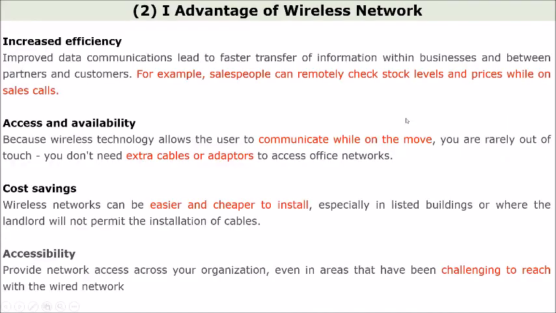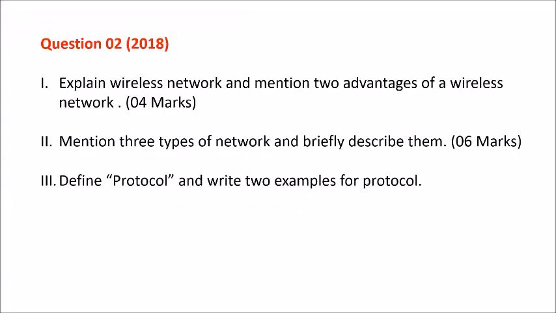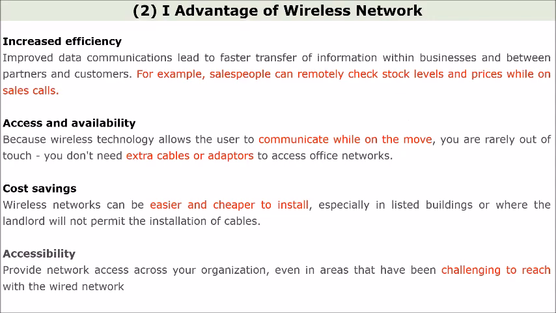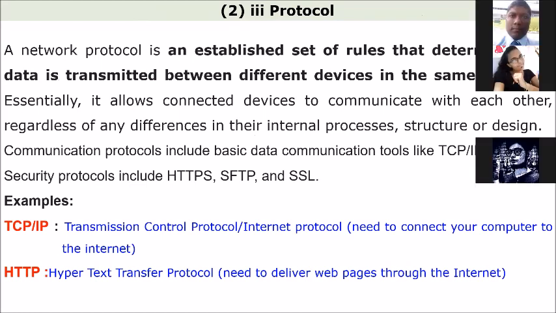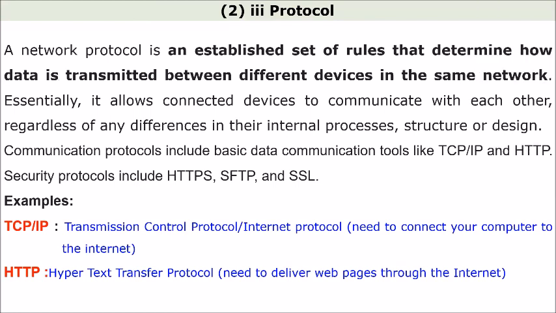The third question is regarding the protocol. Define protocol and write 2 examples for protocol. What do you mean by protocol? That also we discussed in the classes. A protocol is a type of software that comes with the computer. Especially if we establish a network system, or your personal computer connects with the internet, we need this set of software or protocol.